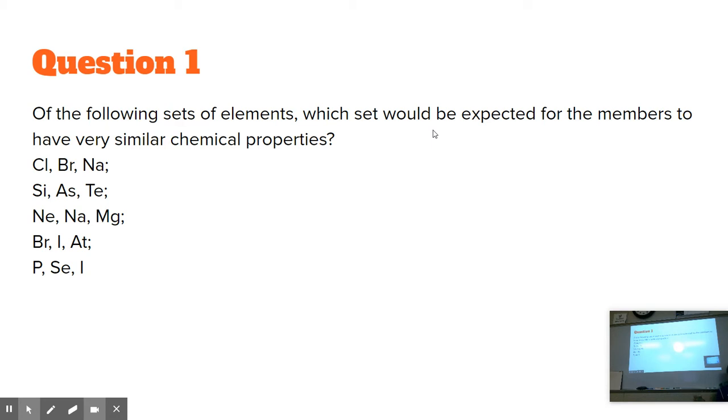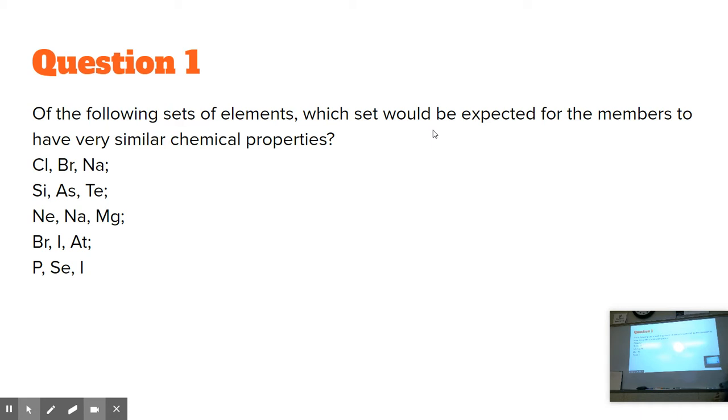On the periodic table, you need to locate the following elements: chlorine, bromine, sodium; silicon, arsenic, tellurium; neon, sodium, magnesium; bromine, iodine, astatine; phosphorus, selenium, iodine. Those are the groups of 3 elements.